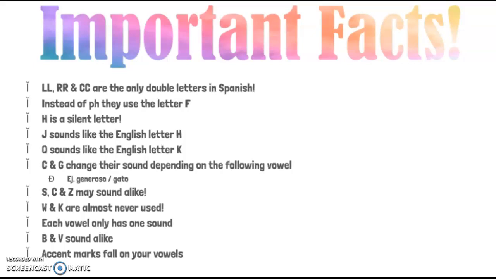Our last one is that accent marks fall on your vowels. So they are never going to be on your consonants. So remember, your vowels are A, E, I, O, and U. So if it is not one of those letters, it will not have an accent on it.